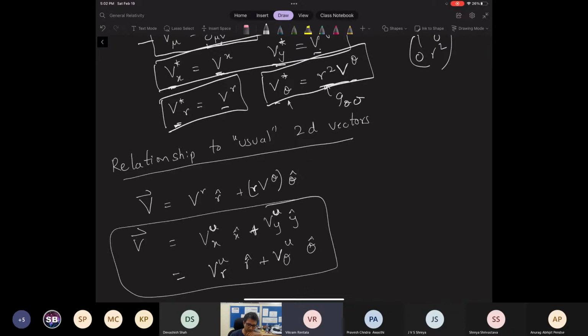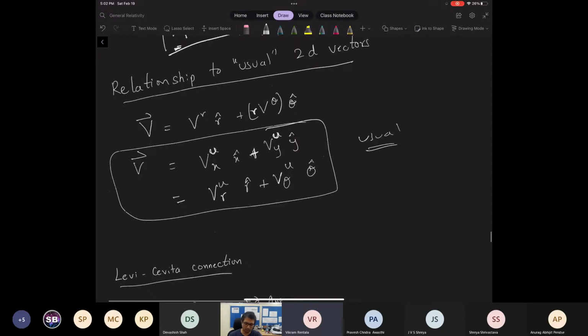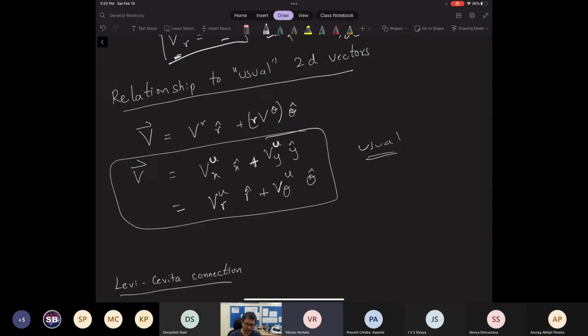So this is the usual way in which we write down vectors. Okay, so what is the relationship between this usual way of writing down vectors and the vectors that we are writing down? Well, what we have to do is essentially what we're defining. For example, let's take a simple case where the vector points only along the y direction. Then our vector is v_y(usual) y hat, in Cartesian coordinates.